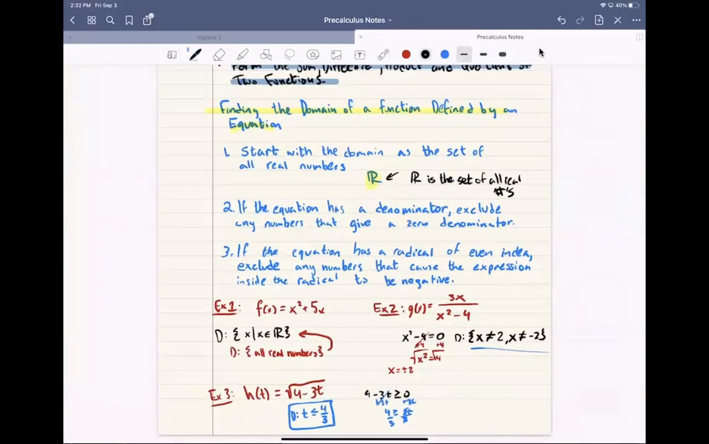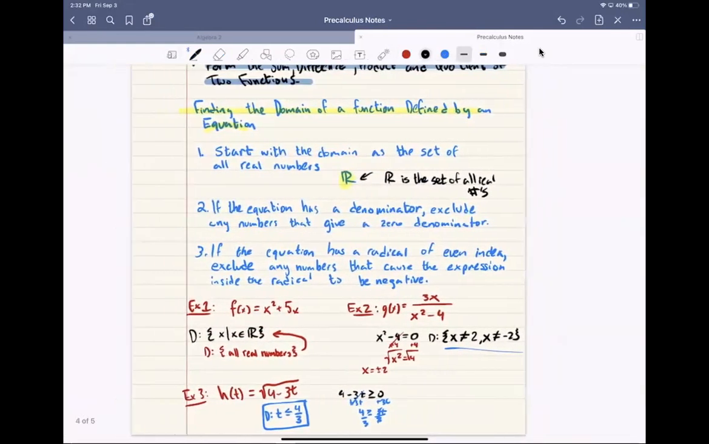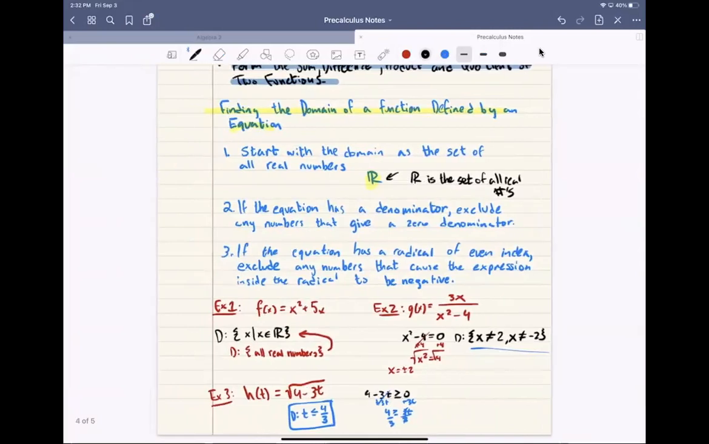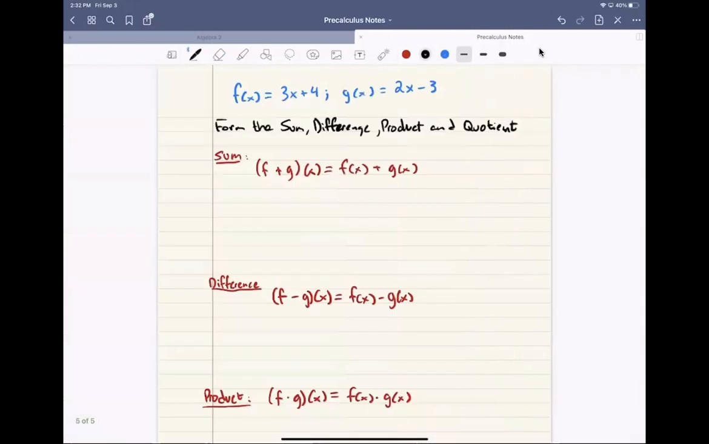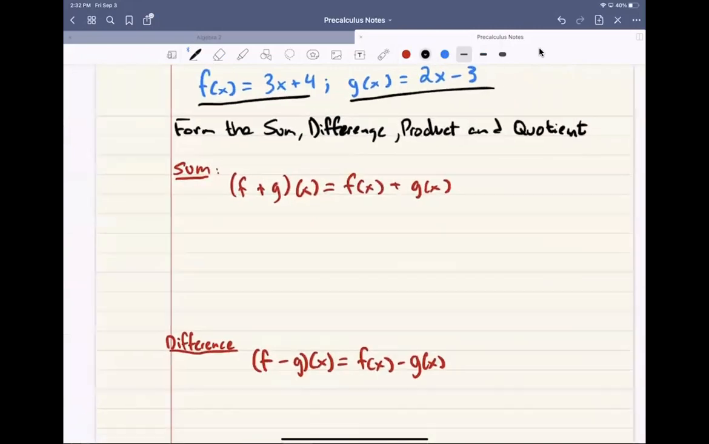Okay. And then we're going to go on to our next set of problems, right? So that's the first half. Now the second half is finding the sum, difference, product, and quotient. For our following problems, we're going to be using these 2 functions. Okay, f of x and g of x. F of x equals 3x plus 4. G of x equals 2x minus 3.